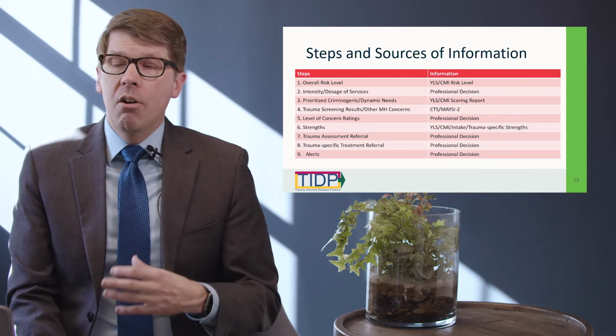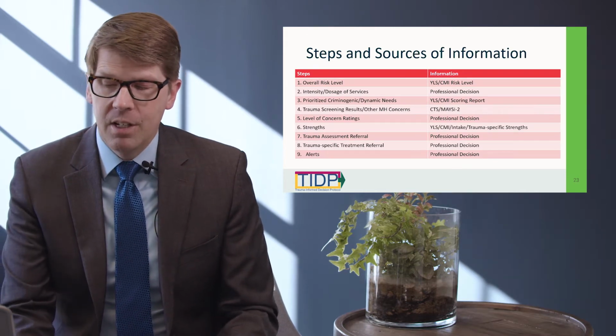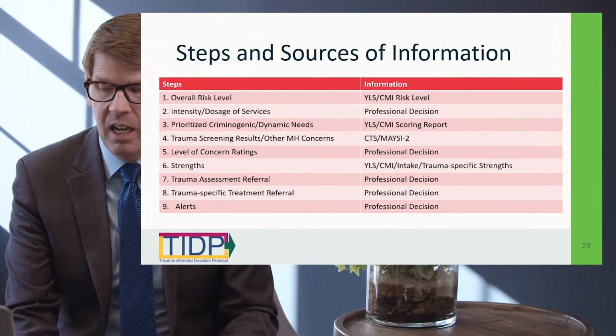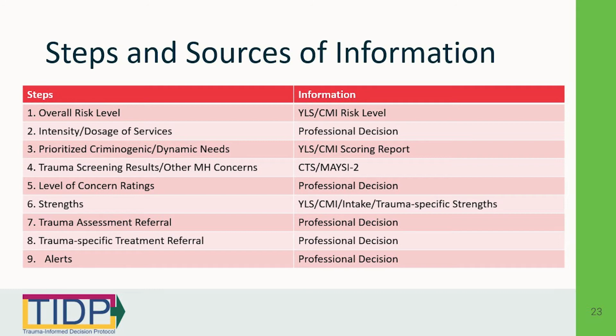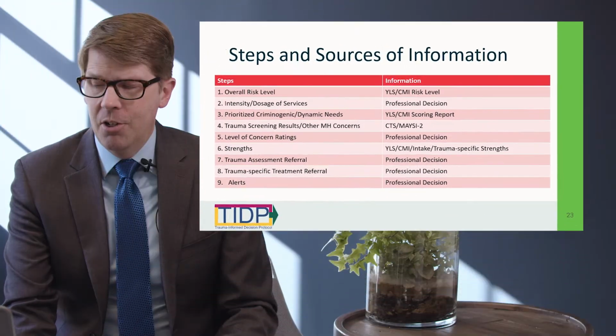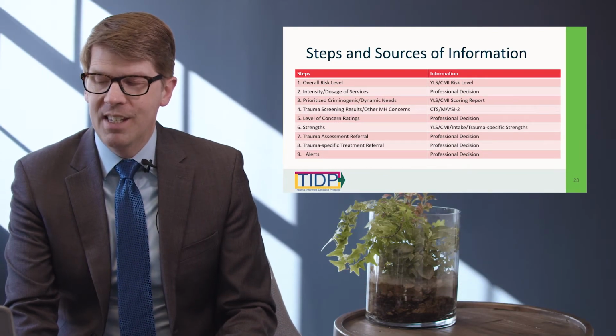And here is just a schematic of the different steps in the TIDP and the sources of information that will primarily be relied upon to obtain information and utilize to inform the ratings on the TIDP. We'll be going through each of these steps in detail, but you can always come back and reference this slide as a little reminder of the primary sources of information that is going to be utilized to guide your decision-making on the TIDP.